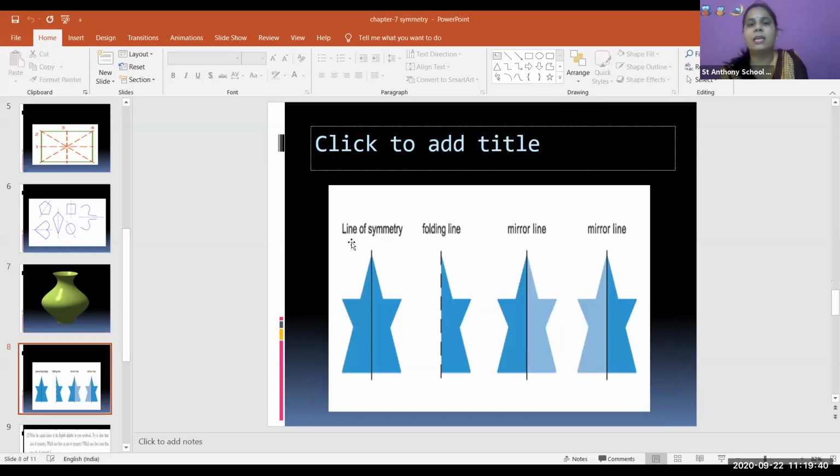Now this is the line of symmetry, the folding line. This is the mirror line. And this forms a clear diagram of it.